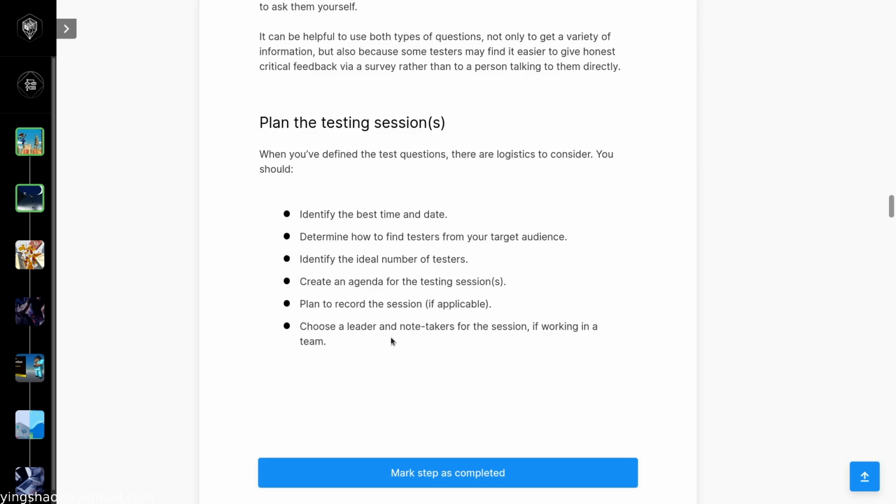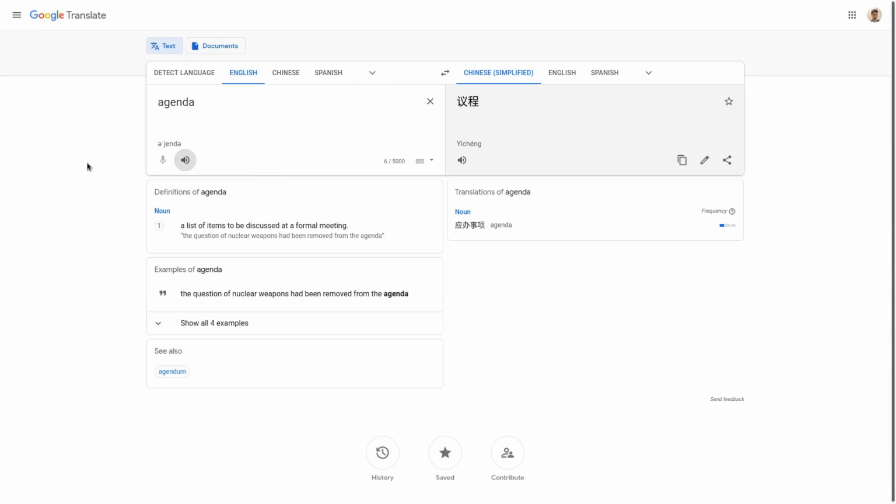Okay, choose a leader and note takers for the session if working in a team. So here's a few words that I don't know. For example, this one, agenda. What is that? Agenda: a list of items to be discussed at a formal meeting. Okay, it should be something that we should discuss in a meeting.